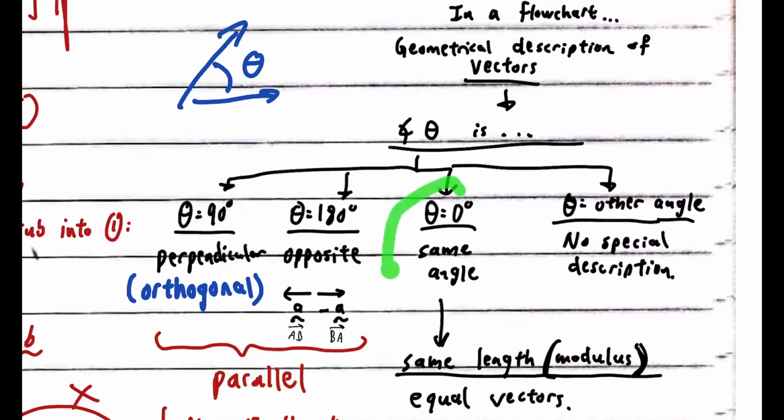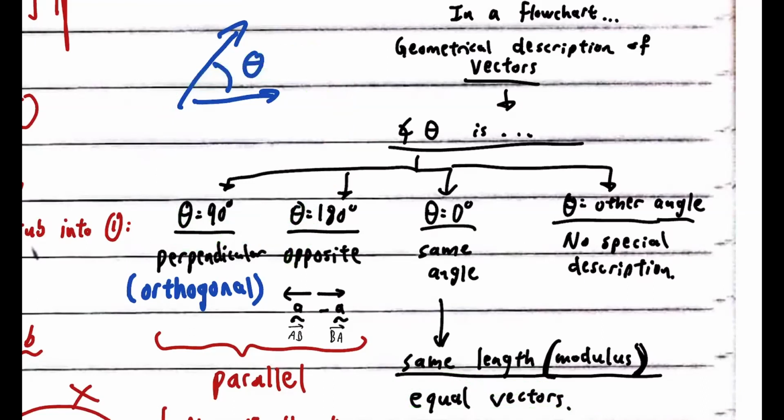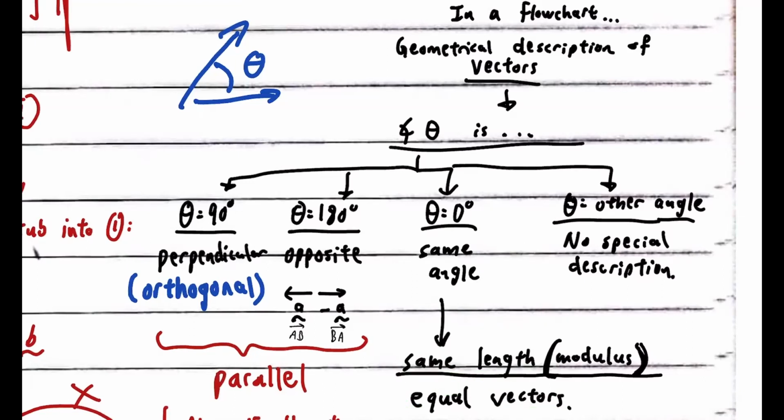Then over here, if it's 0 degrees, it means that they have the same angle. No special description for it. But if in addition, they also got the same length, same angle, same length altogether, what do we get? Equal vectors. Just like the vector AB, vector CD just now in the square question. Then if it's any other angles, there's no special description. Are we clear on that?